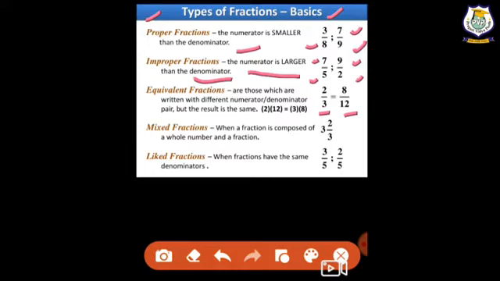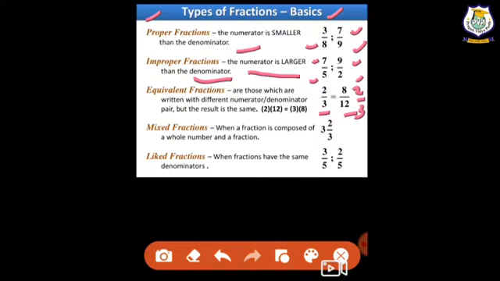fraction. Like 8 is in the 4 table, so it is 2 times, and 12 is also in the 4 table, that is 3 times. Now you have seen here 2 by 3 and 2 by 3, right? So these two are equivalent fractions.